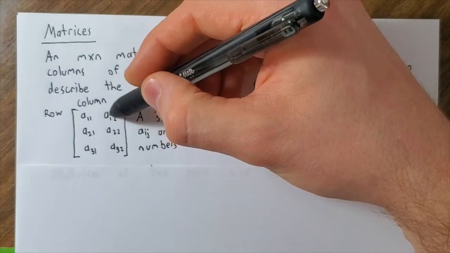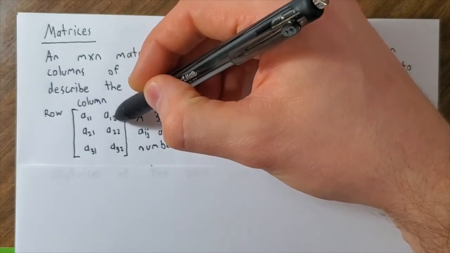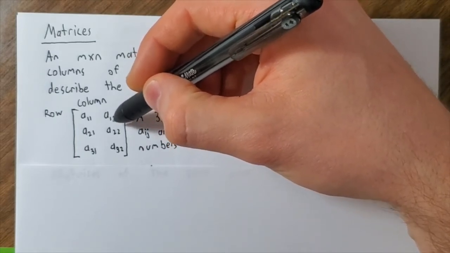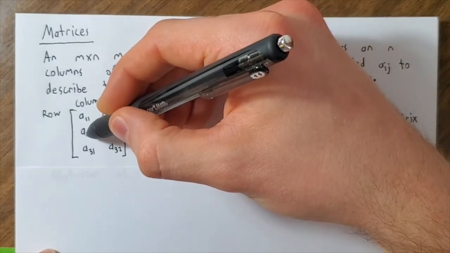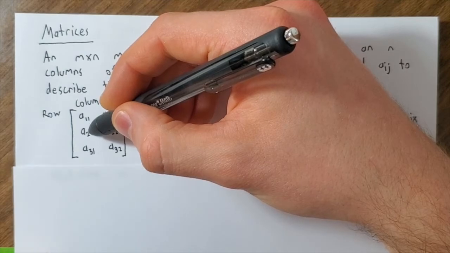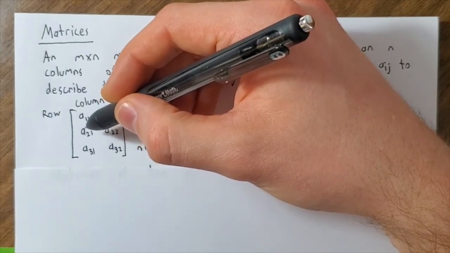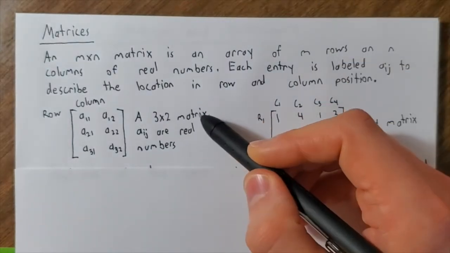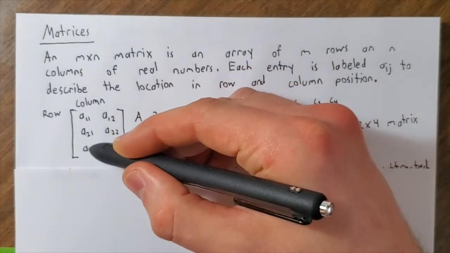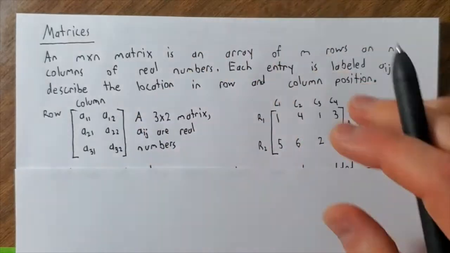If we move over, we're still in the first row, but now we're in column 2. So we're position 1,2. And as such, if we move down, we're in the second row, first column. This entry is A sub 2,1, and so forth as we move throughout our matrix. And this is called a 3 by 2 matrix because we have 3 rows and 2 columns.